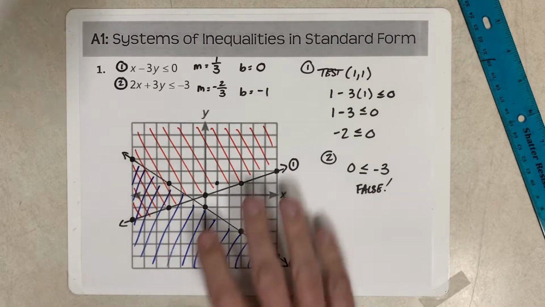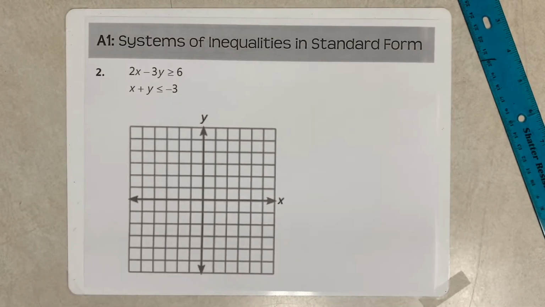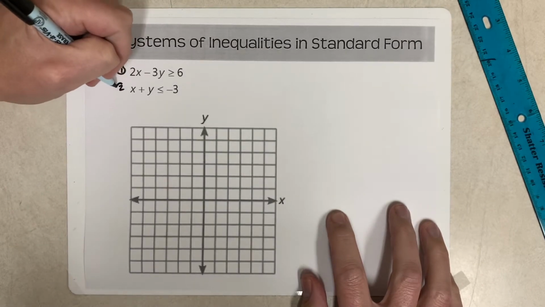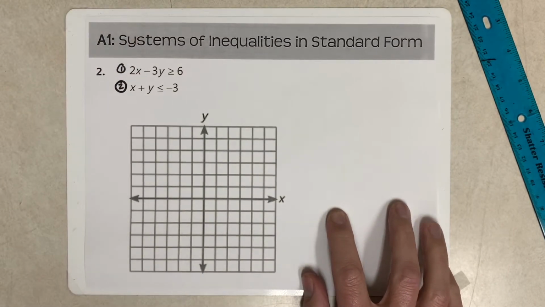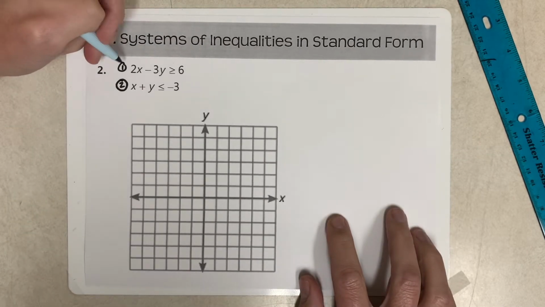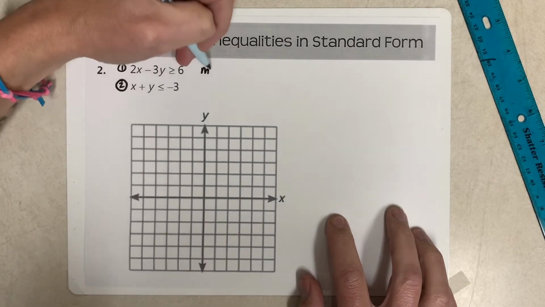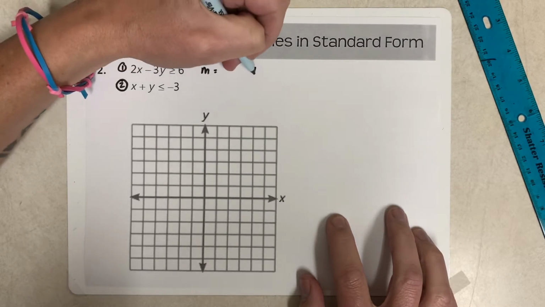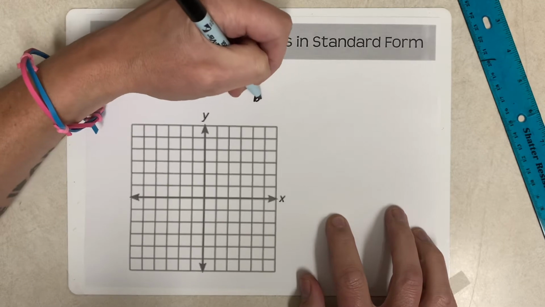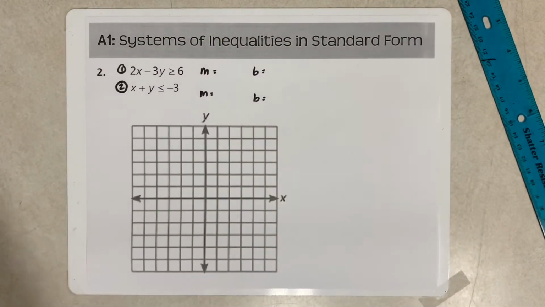All right, let's try another one. This one, again, I'm going to do the same exact thing. I'm going to label them 1 and 2. Okay, so here we go. 1 and 2. All right, so the first one, I need to know a slope and a y-intercept. Second one, I need to know a slope and a y-intercept. And so let's go ahead and get a whiteboard and let's figure out what they are.